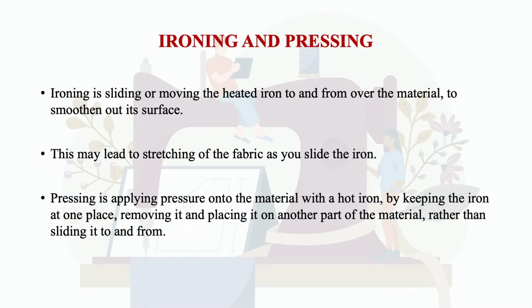But pressing is applying pressure onto the material with a hot iron by keeping the iron at a particular place. So in this pressing process, we do not move the iron or any pressure that we are applying to the fabric or the garment at any stage. We just put the pressure on a particular place of the fabric or the garment, then remove it and place it on another part of the material rather than sliding it on the fabric. So this is the basic difference between the ironing and the pressing process we follow in garment construction.